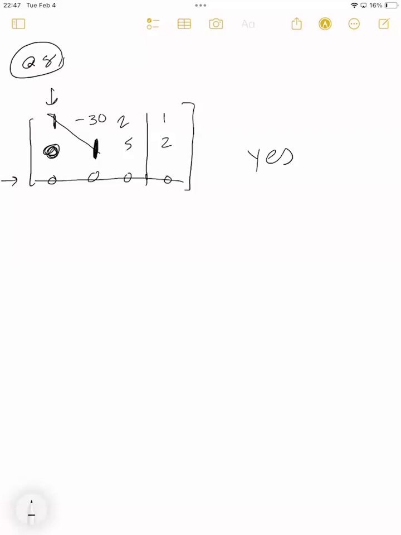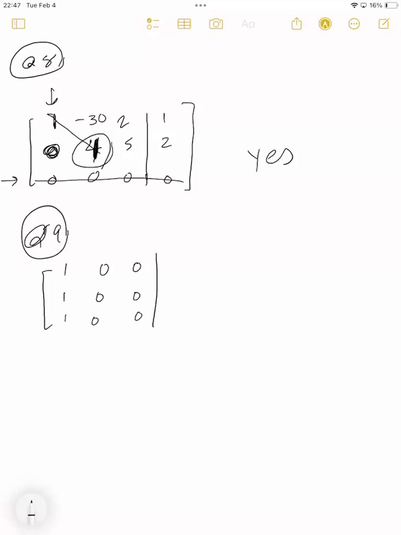If I had a 4 here, then this would not be in row echelon form because this is a 4. Or if I have, so this is question number 9. If I have a matrix that, let's say, looks like this, this is not in row echelon form because you're supposed to have your ones like that. And these guys have to be 0.